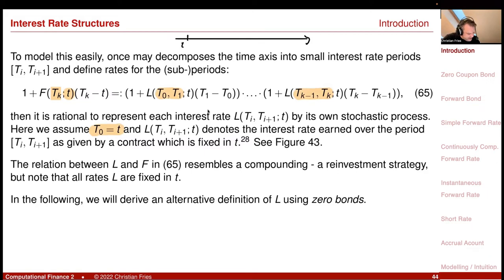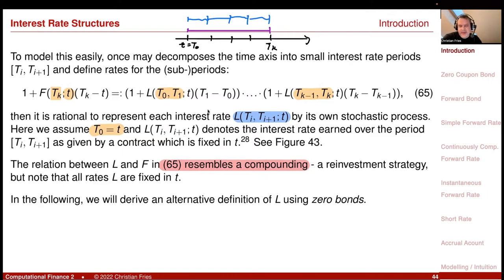This here is your little t, which is also equal to T0, and you have different intervals up to Tk, and you represent the interest rate from here to there by little products of interest rates 1 plus L. Yeah, so I now define the rate L, 1 plus L of Ti to Ti plus 1 times delta Ti. Yeah, this only resembles the compounding we had on the previous slides, because there is a really big important difference.